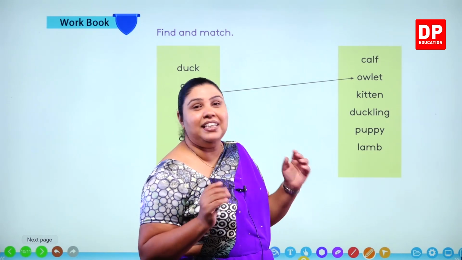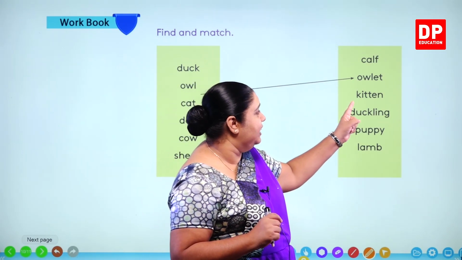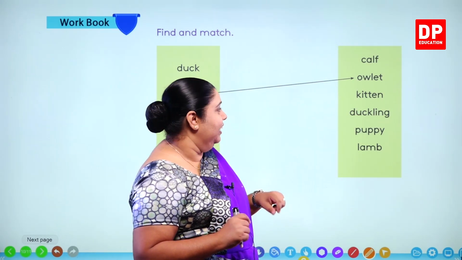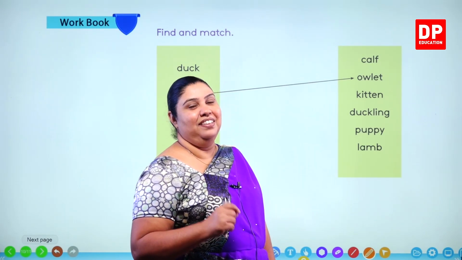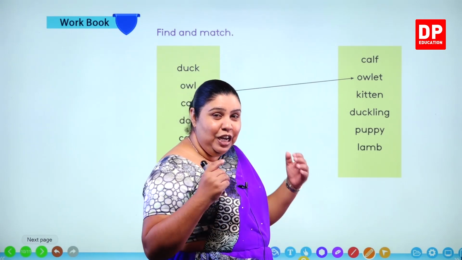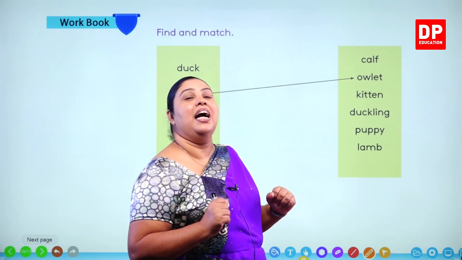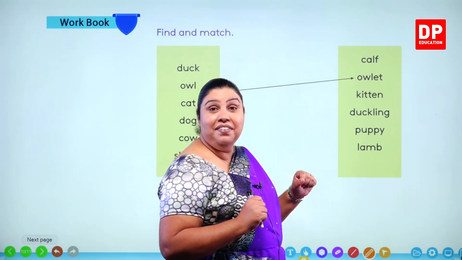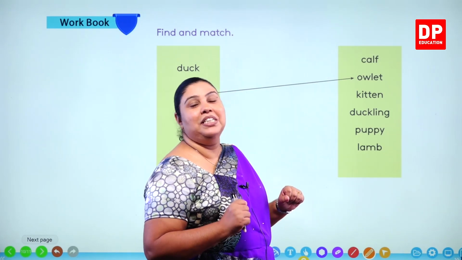The baby cat is called the kitten. Now look at the spellings. K-I-T-T-E-N. Kitten. Then we have the duckling. Duckling, very easy, you know, whose baby is that? It's the baby of the duck. The duck baby is called a duckling. Duckling. Then we have the puppy. A baby dog is called a puppy.